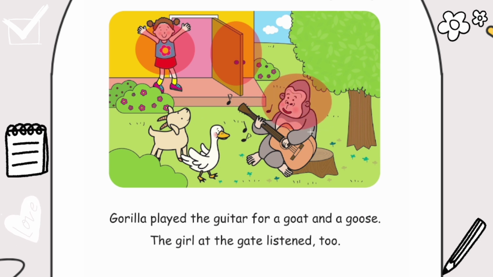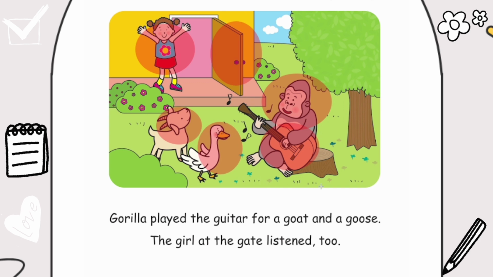What is the gorilla playing? Yes, it's a guitar. G, g, guitar. Now there are 2 animals in front of the gorilla. Yes, I see a goat. G, g, goat. Good job, everyone. And the last one is a g, g, goose.